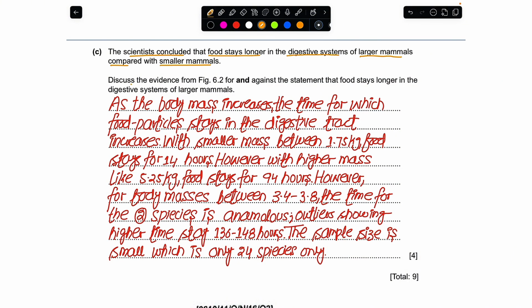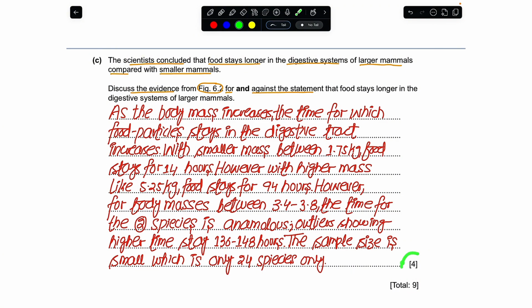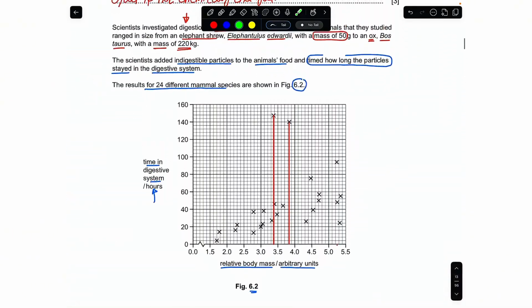They want you to discuss the evidence from figure 6.2, and you need to go in favor of it and against the statement that the examiner has presented here, that food stays longer in the digestive system of larger mammals. Since the marks are 4, two statements we would write in favor of it, and two statements we have to write against it. So I would not read this point, rather we would go back to the curve and see how we are required to write the answer.